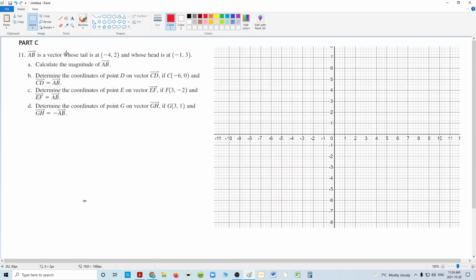If a vector whose tail is at -4, 2, okay, let's find -4, 2 is right there. And whose head is at -1, 3, okay, -1, 3 is right there. Great, we have a lot of information. Calculate the magnitude. So calculate from here to here. Well, we have a right angle triangle there.